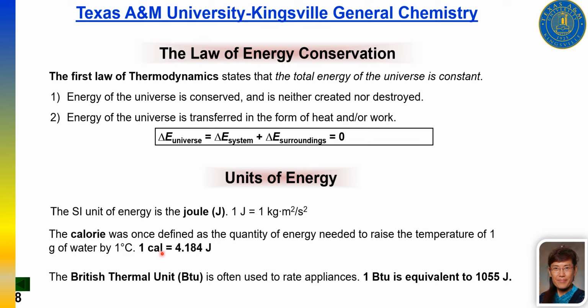1 cal equals 4.184 joules. I also suggest you try to remember this conversion number, 4.184 joules. There is another commonly used unit called BTU, British Thermal Unit. The British Thermal Unit is often used to rate appliances. 1 BTU equals 1055 joules.